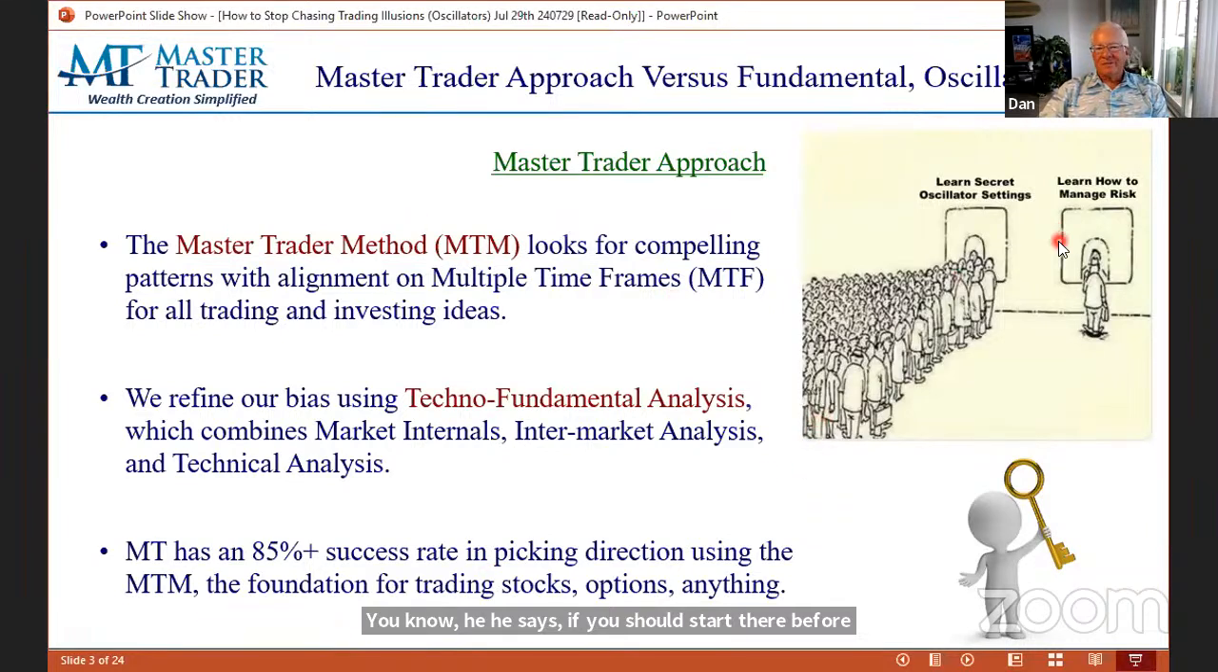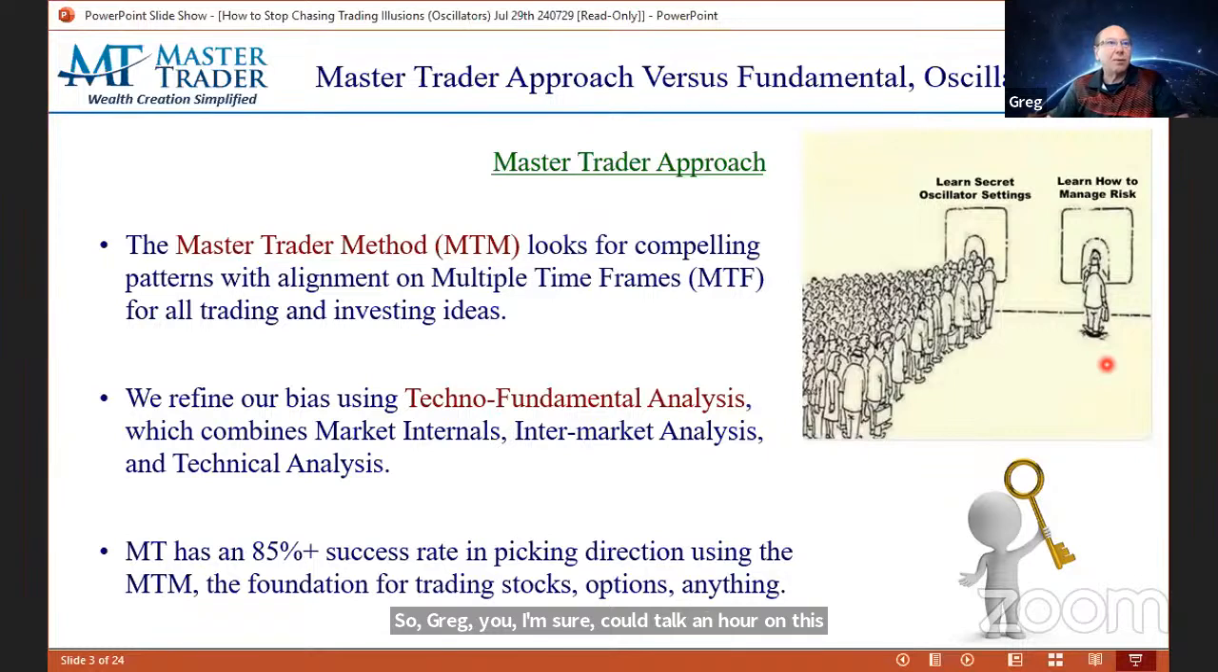So this is a great comic one of our subscribers sent us. Learn the secret oscillator settings. Look at all these people lined up. Learn how to manage risk. So, Greg, I'm sure you could talk an hour on this cartoon right here.